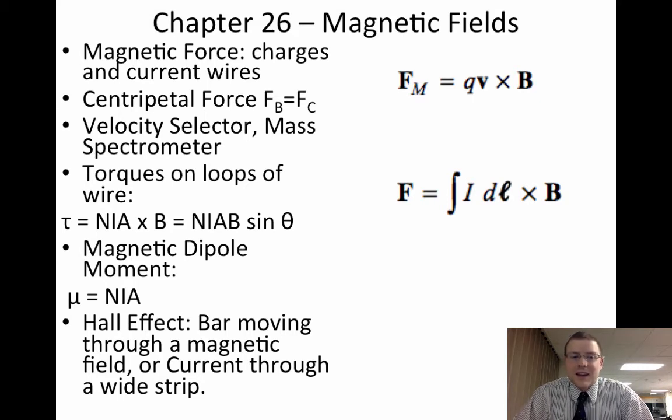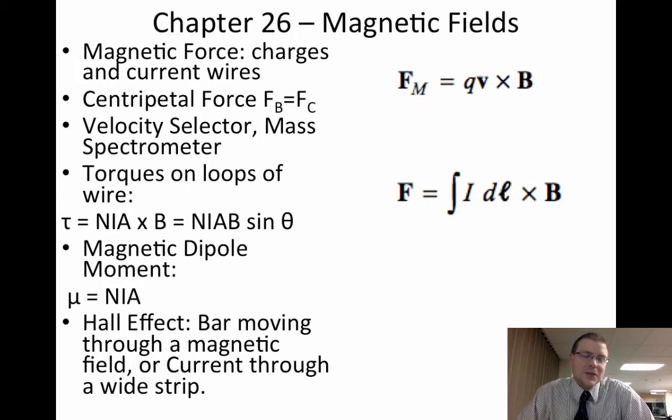But then we said that NIA is really what we call the magnetic dipole moment. So that tells you where the north pole and the south pole are pointing for that loop. So as long as the magnetic dipole moment is not aligned with the magnetic field, the two fields will try to align with each other, and that causes torques in the wire.